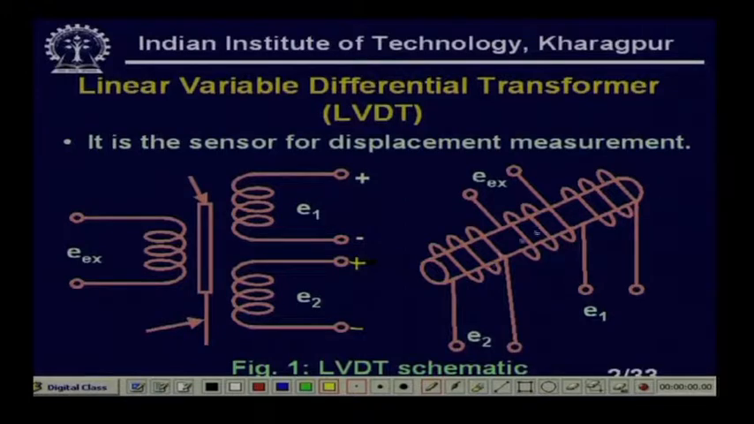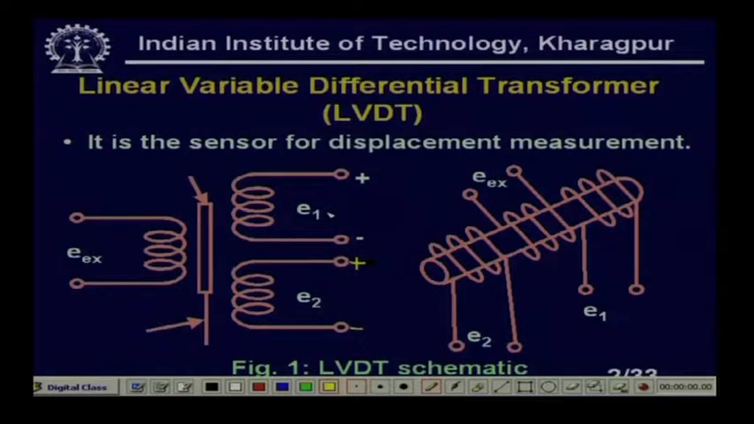Later on we will connect these 2 secondaries in opposition. And you see there is an iron core, which will move up and down, right. Interestingly, if this core moves up, there will be more linkage between this and this. So, the mutual inductance between this coil and this coil will increase and the mutual inductance between this coil and this coil will decrease. At geometrical null position, the mutual inductance between the primary and this secondary and the primary and the other secondary will remain the same, right.